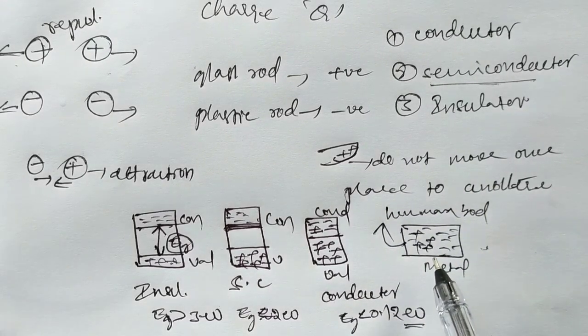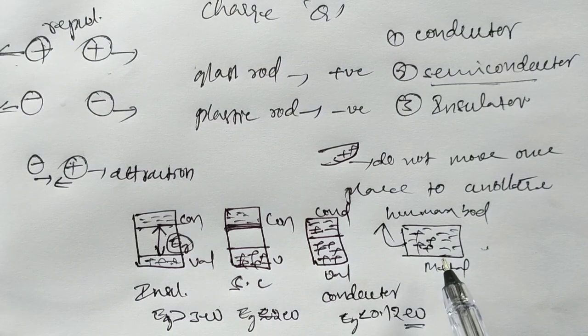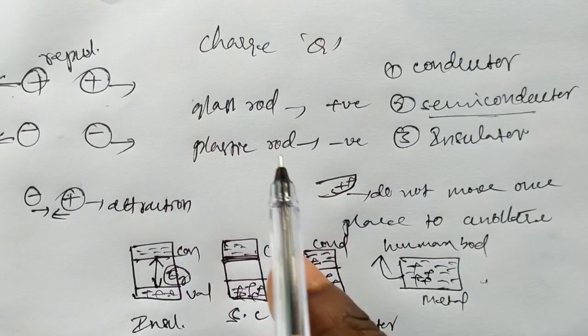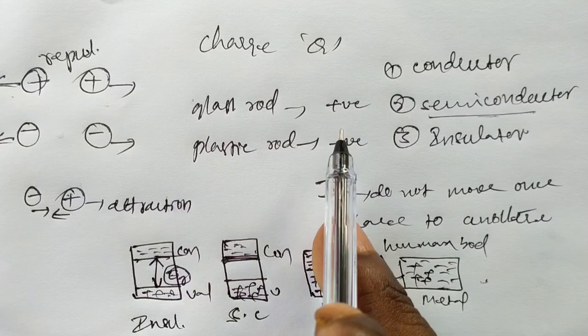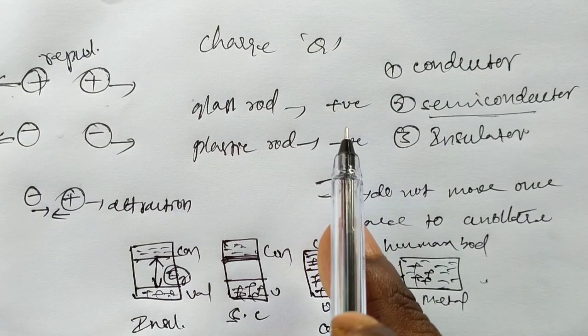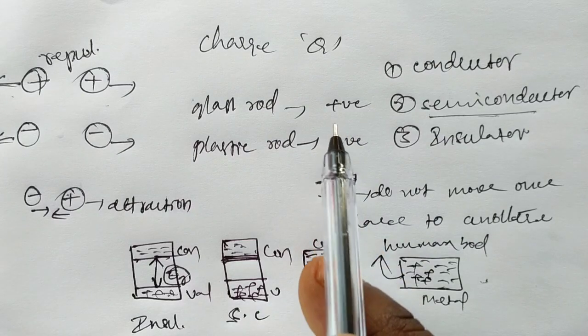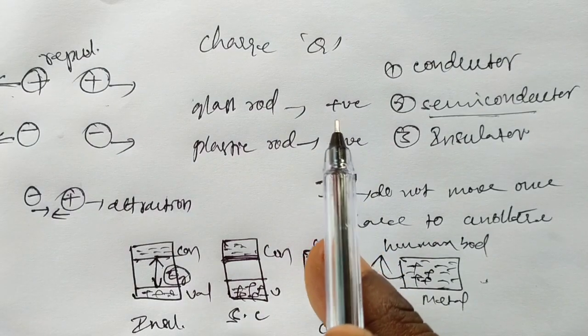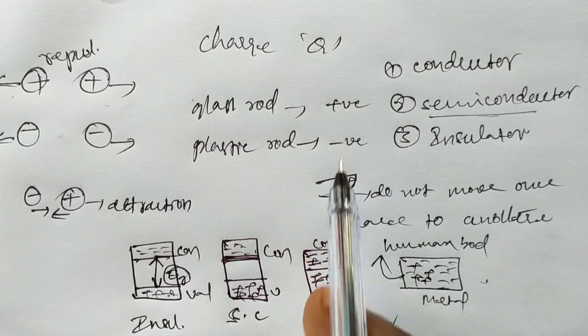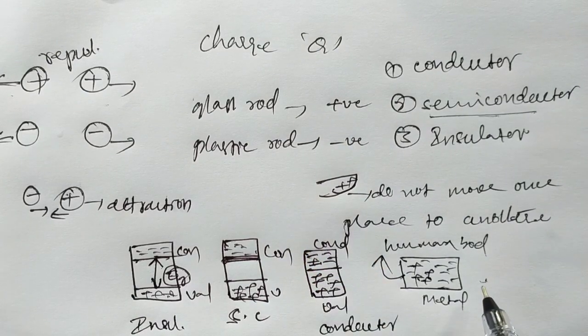This gaining or losing of charge carriers can be transmitted into human bodies. But in the case of a glass rod and a plastic rod, we can rub them with silk and wool. They gain charge carriers, but the charge cannot move from one place to another. That is, it does not move into the human body. The human body is a conductor.